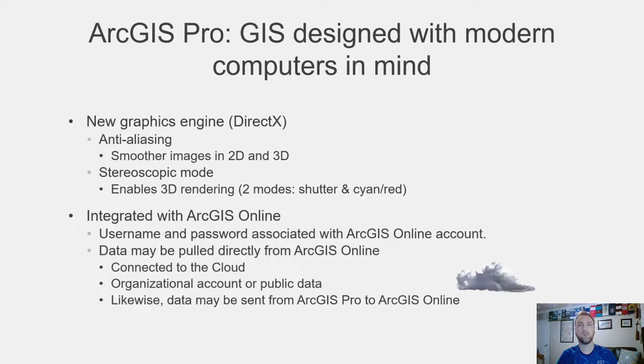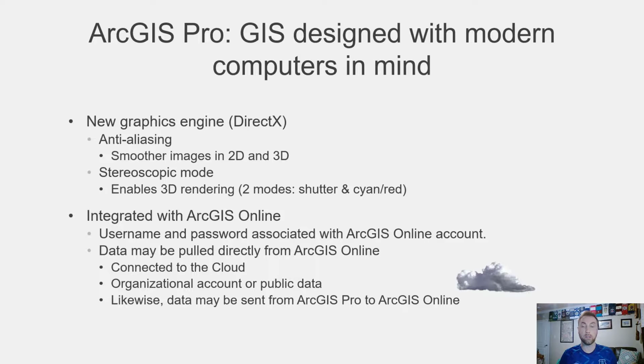So Arc Pro is GIS designed with modern computers in mind. This is obviously new at the time. Arc Pro made its debut, I want to say, in 2014 or 2015. So it's a new graphics engine, relied on DirectX, allowed for anti-aliasing for smoother 2D and 3D graphics.